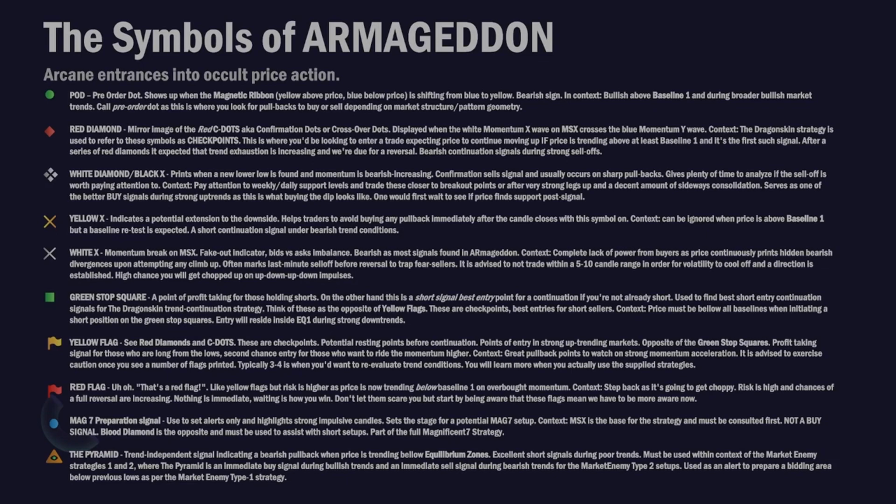Alright, so that's just a basic overview of the symbols. If anyone has any questions about that.